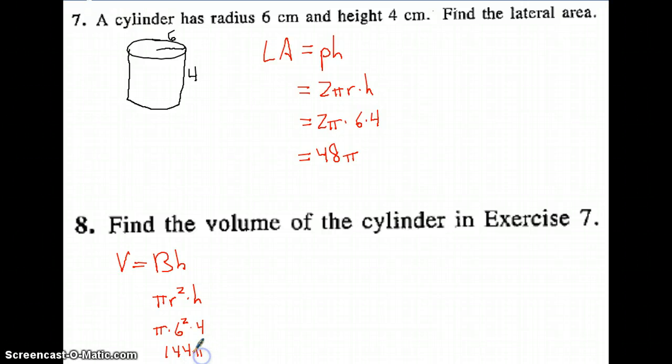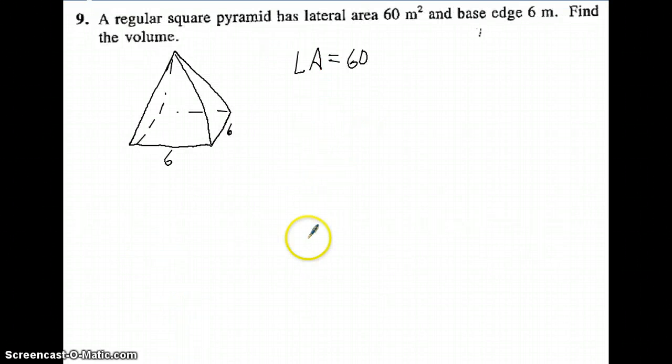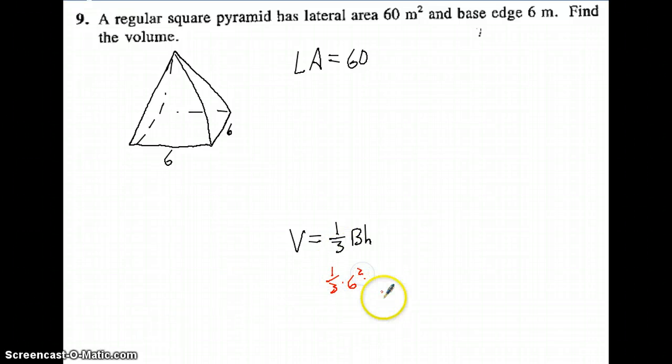144 pi comes up a lot. Alright, I'm supposed to find the volume of this thing, and volume is 1/3, because we're on a pyramid, area of the base times the height. The area of the base isn't too bad, but I'm going to need to know the height. I don't know what the height is yet. Height is this thing here.